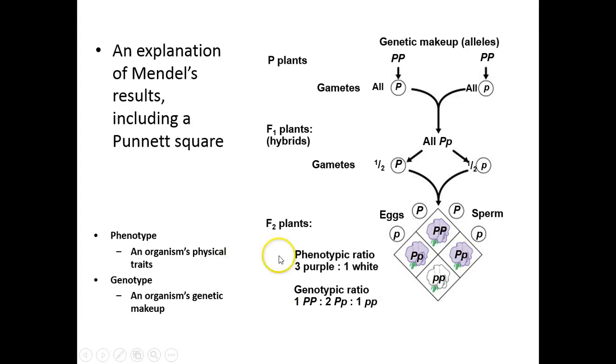So we can describe 2 ratios, a phenotypic ratio. This is the ratio of the phenotypes. The phenotype is what does it look like. So in this case, is it purple or is it white? And there are 3 purple and 1 white.